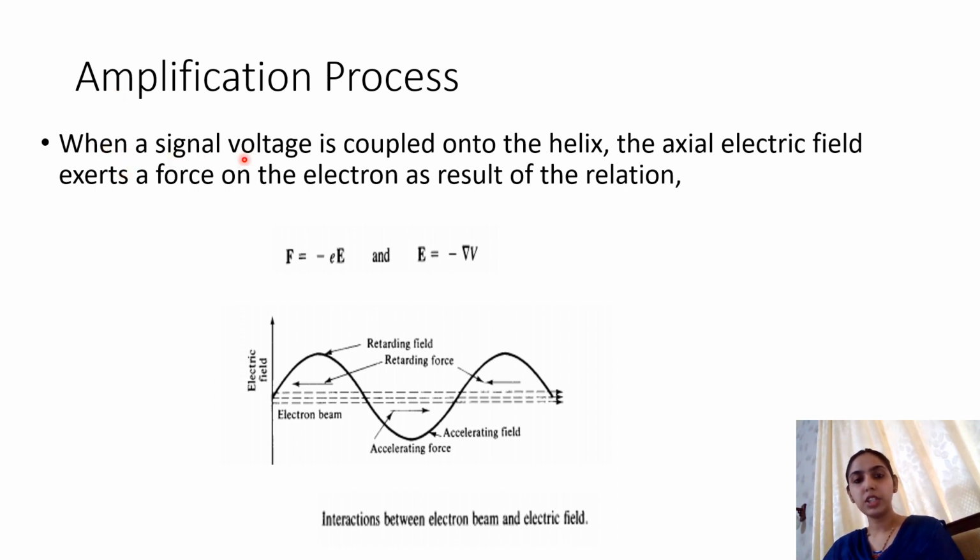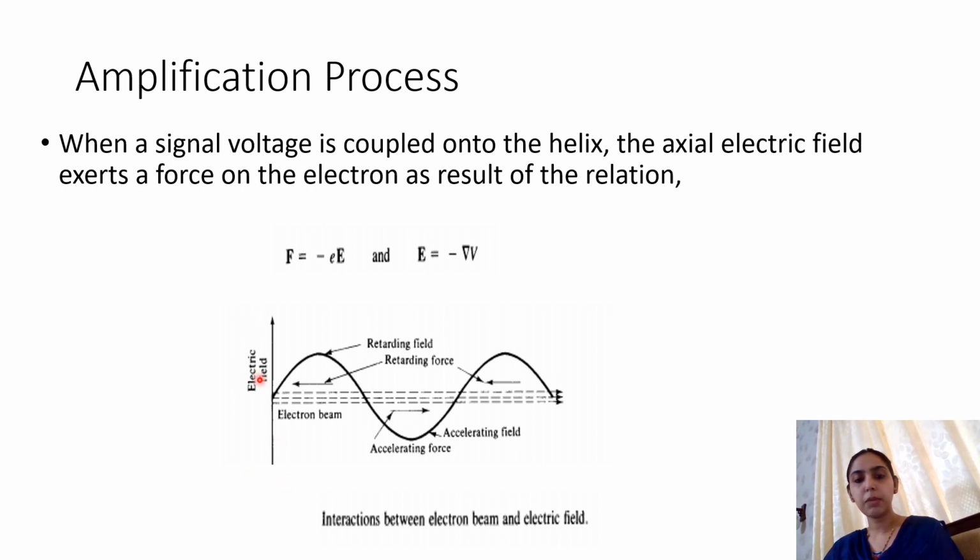When a signal voltage is coupled onto the helix, that is, we are giving an RF input onto the helix, we know an axial electric field is induced. This axial electric field will exert a force on the electron as a result of the basic relations, that is F is equal to minus eE, or E is equal to minus del V. We know that there is an induction of an axial electric field, and the RF field and the electron beam are going to interact over the whole length of the slow wave structure.